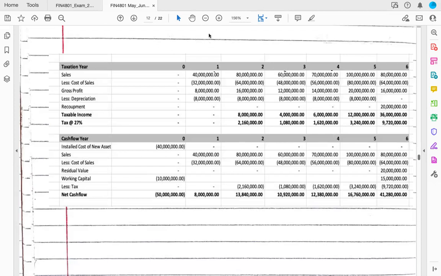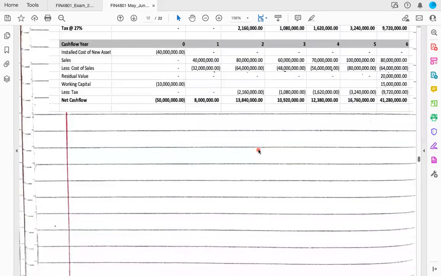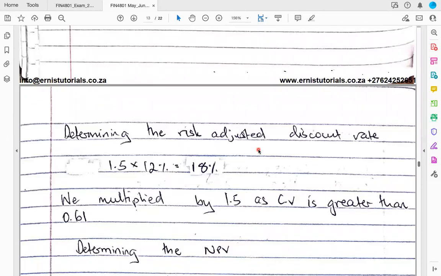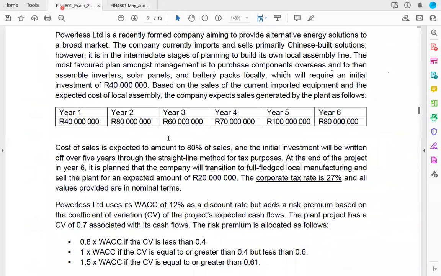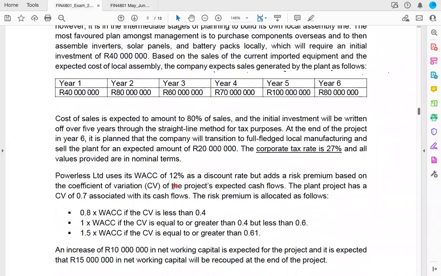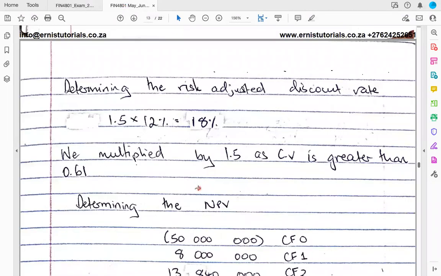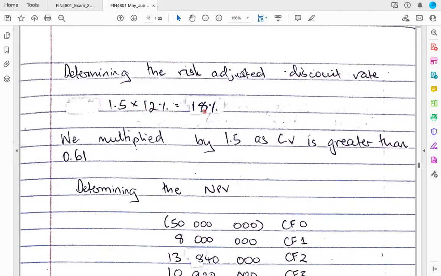So once we have our net cash flow, we can now move on to calculating our net present value using the appropriate discount rate. In this particular case, we were told that the coefficient of variation of this project is 0.7. And we've been told that if our coefficient of variation is equal to or greater than 0.61, then our risk-adjusted discount rate would be 1.5 times the WACC. That will account for the risk premium. So in this case, we would say 1.5 times 12 is equal to 18%.